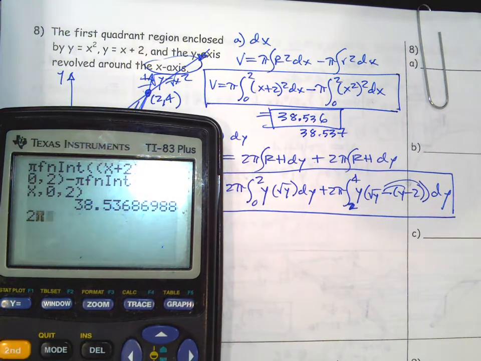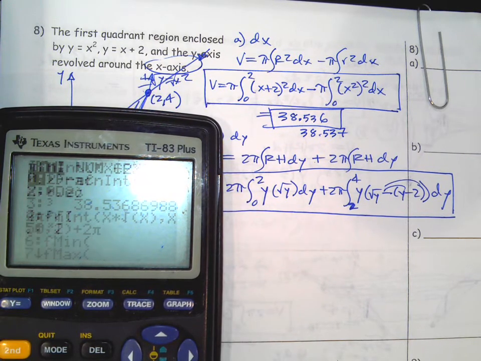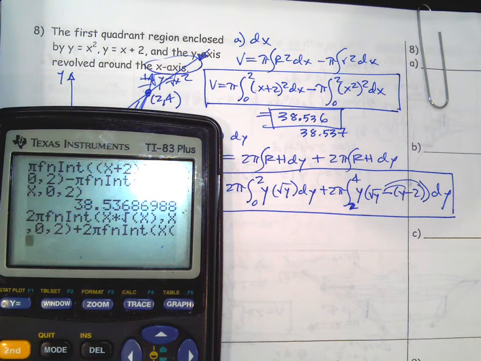2 pi math 9 x times the square root of x comma 0 comma 2 plus 2 pi math 9 x parentheses square root of x minus x plus 2. I distribute the negative, so I have to put extra parentheses in there. Close those parentheses, comma x, comma 2, comma 4.